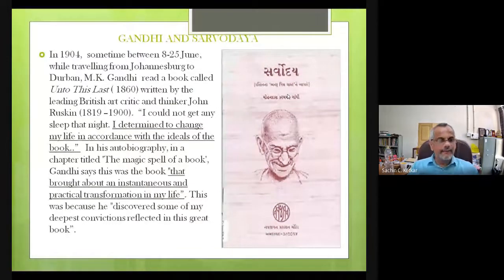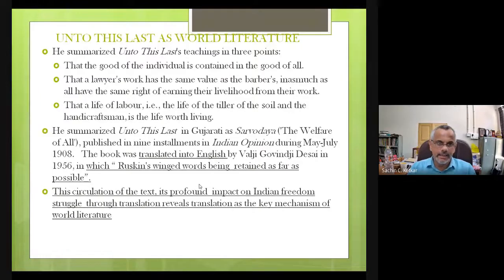Even in his autobiography, he talks about the magic spell of a book. And he says that this book, Unto This Last, brought about instantaneous and practical transformation in my life. This was because he discovered some of his deepest convictions, his own pre-existing convictions, reflected in this great book. And this is what it is. He summarized the book as follows, right?